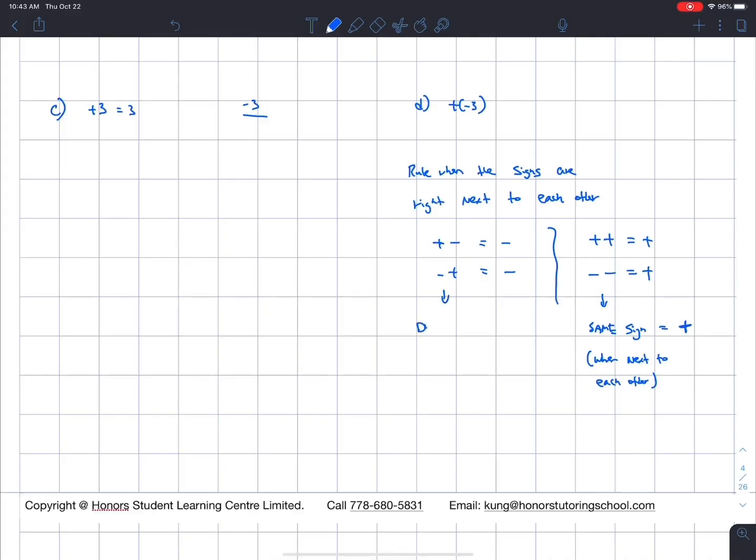These are different signs. Right? Positive, negative are different signs, and negative, positive are also different signs. They will just give you a negative. And again, this is when they are right next to each other.